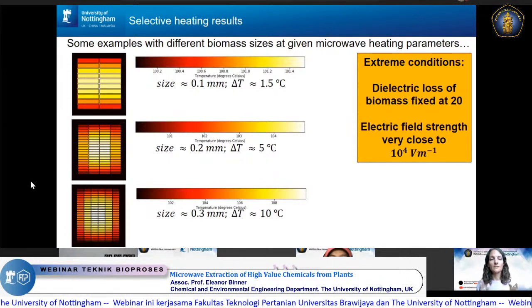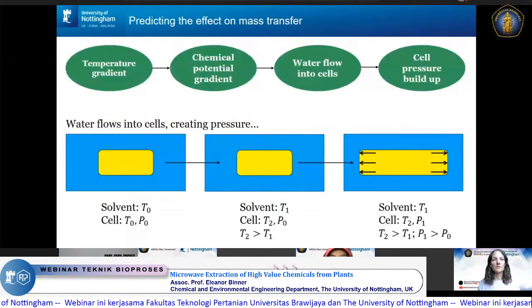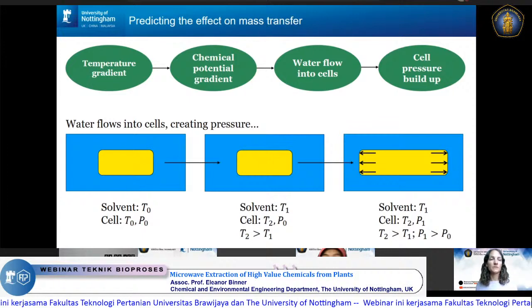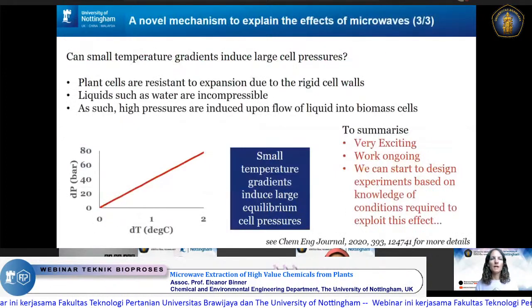He's shown that you can get selective heating, and he's put it into a model so we can do some experiments. Then we wanted to demonstrate whether this would have the effects on mass transfer that we've hypothesized. So he's got the temperature gradient in his model, and then he puts that in to calculate the chemical potential gradient, as I've explained, which is variable on the concentration and the temperature. And then this translates into water flow between the cells and pressure buildup. We've recently published this paper, and we've shown that we really do think that this temperature-induced diffusion theory is plausible. And finally, as I've alluded to, he has shown that a couple of degrees of temperature gradient could plausibly lead to pressures that could lead to cell rupture.